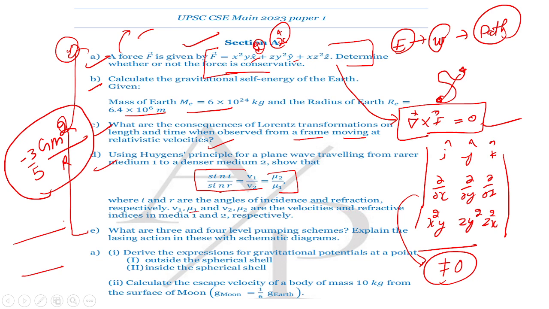In the next video we will discuss another question. We will start from here: derive the expression for the gravitational potential at any point.